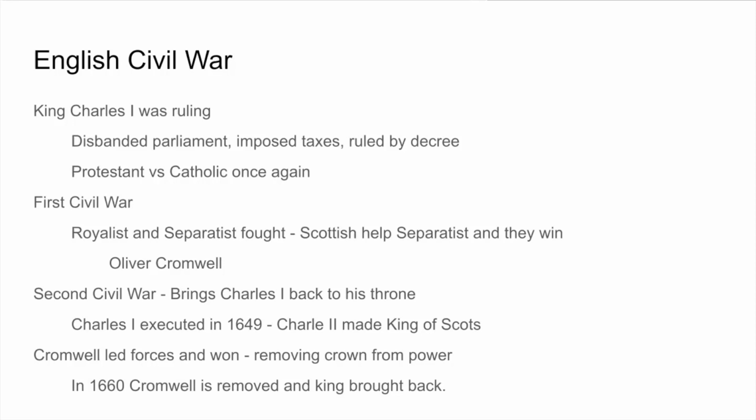With the Second Civil War, they bring Charles back. So it's like, no, we don't want you. Well, now we want you back on his throne. And then a few years after this whole mess started, they execute Charles I. So in 1649, they killed the king that they brought back from exile because they exiled him from the First Civil War. And his son, Charles II, was made King of the Scots. Well, Oliver Cromwell led forces, once again removing the crown from power. And in 1660, Cromwell is removed and the king is brought back.